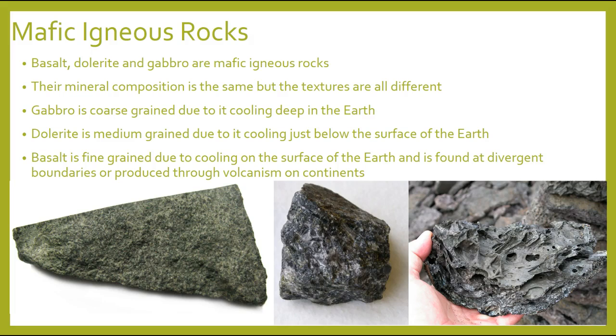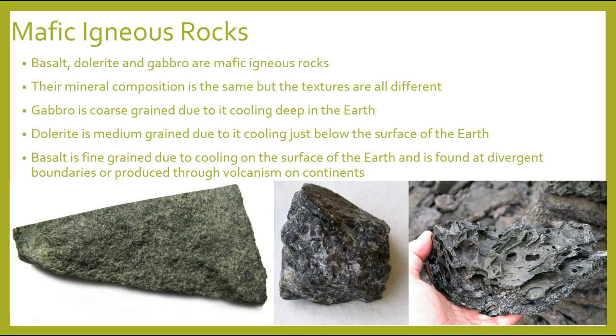Okay, moving on to mafic igneous rocks. This is your dolerite, your basalts, and your gabbros. Again, the mineral composition is the same, but the textures are all different, and this is all about the environment in which the igneous rock formed. Gabbro is a coarse-grained rock because it cooled deep in the earth and it had a long time to cool and therefore grew large crystals.